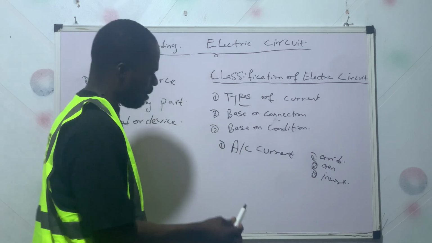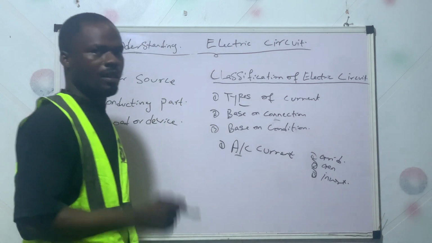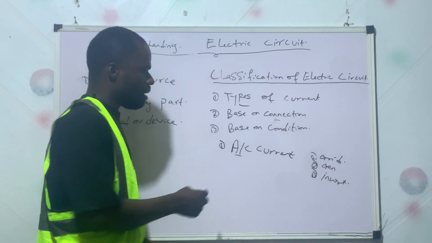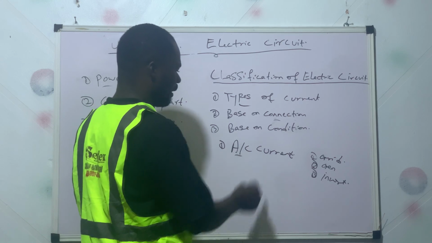And the full meaning of AC current is alternating current. It alternates, it changes direction. Alternating current. That is the full name of AC current.